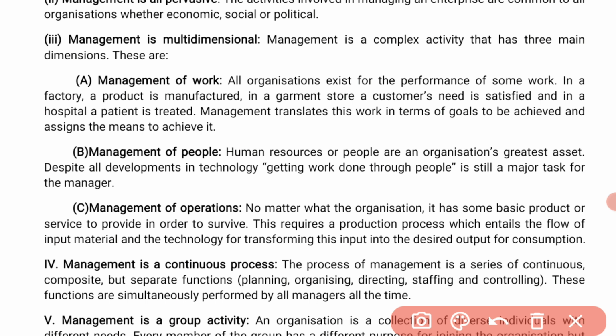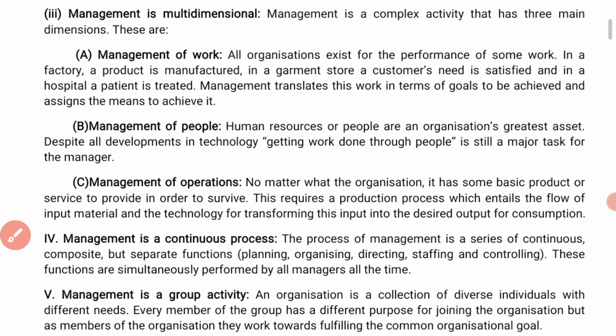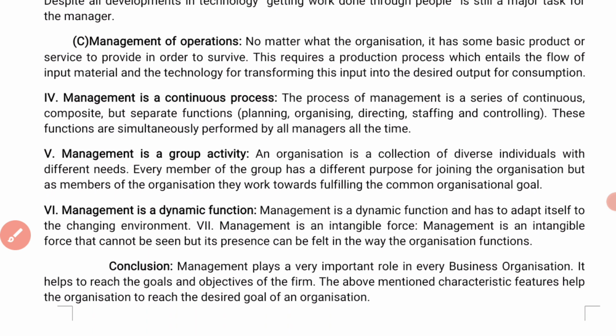So in management, management is multidimensional. There are mainly three dimensions: management of work, management of people, management of operations. And next characteristic of management, that is, management is a continuous process. Yes, management is a continuous process.